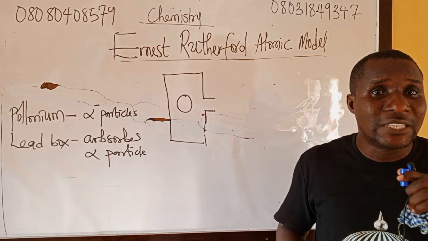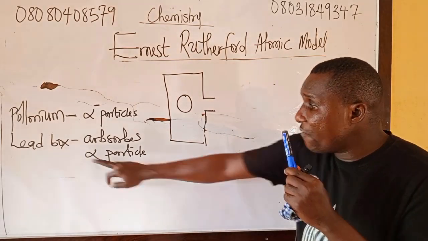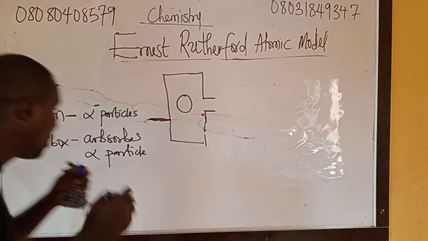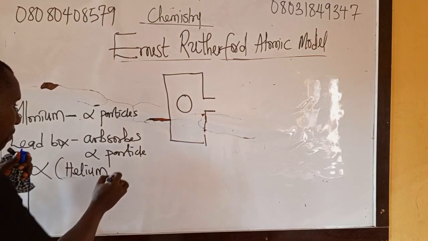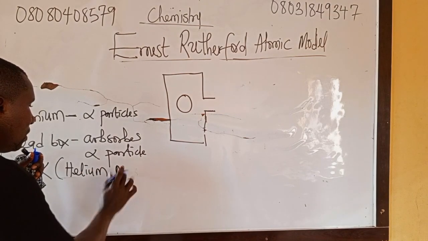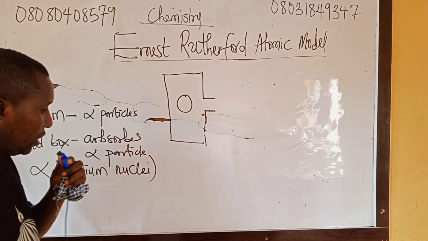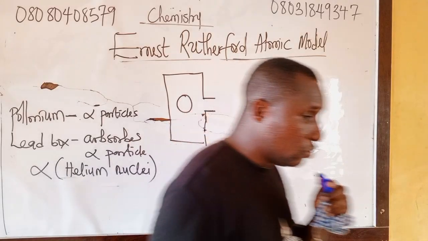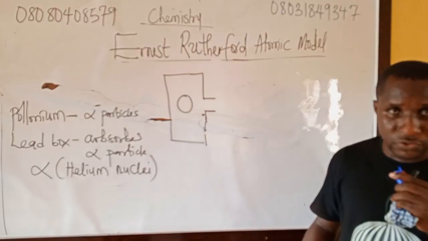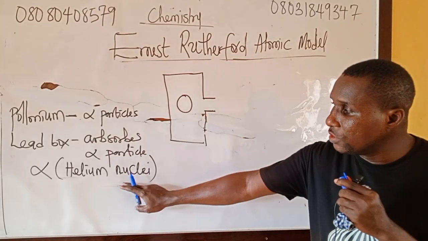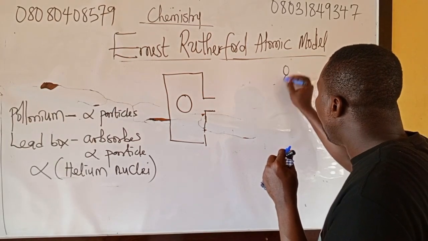And take note, the alpha particle is helium nuclei. Take note of that. The alpha particle is helium nuclei, not helium atom. That is helium nucleus. The alpha particle is helium nuclei, or helium nucleus, not helium atom. Then he used gold foil.